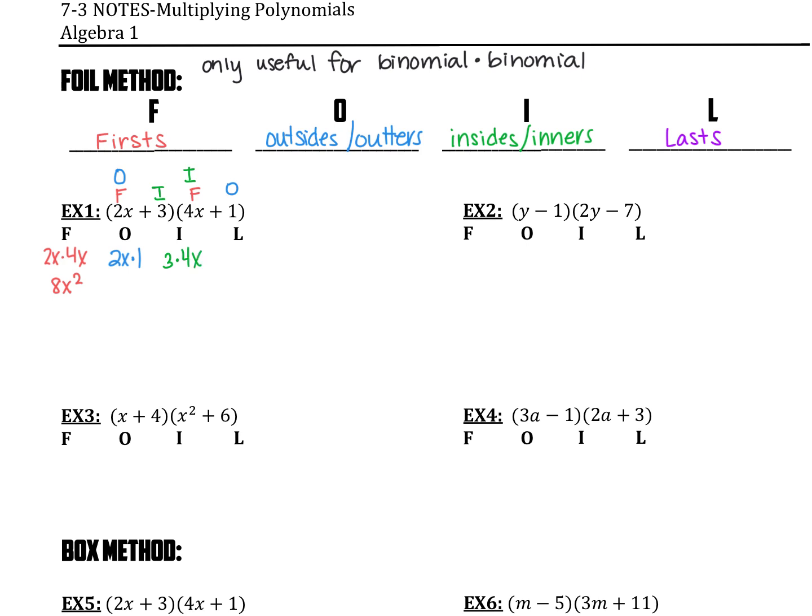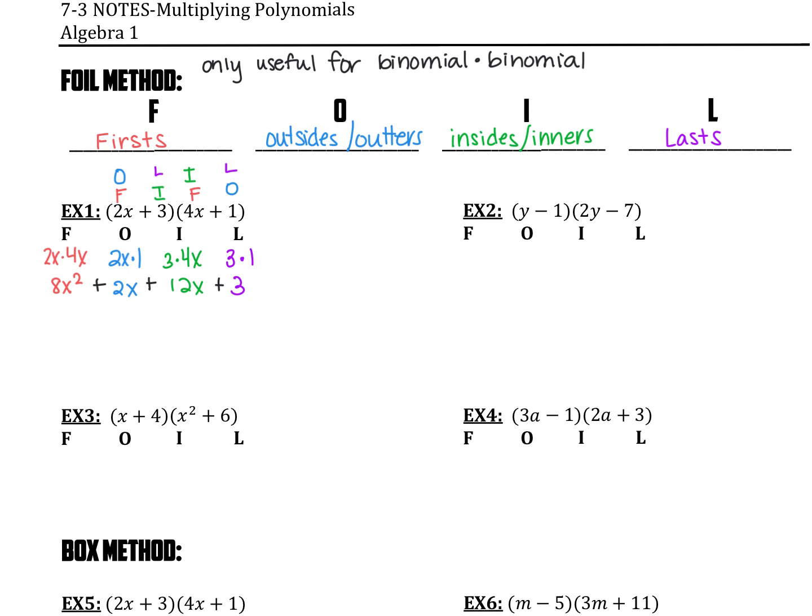And then my lasts are the last 2 in each of the parentheses. So where my firsts are the first 2 in the parentheses, my lasts are the last 2 in the parentheses. So I would get 3 times 1. I didn't go in the same order. So 2x times 1 is 2x. 3 times 4x is 12x. 3 times 1 is 3. Now, these all happen to be positive, so all of these signs in the middle will be positive.